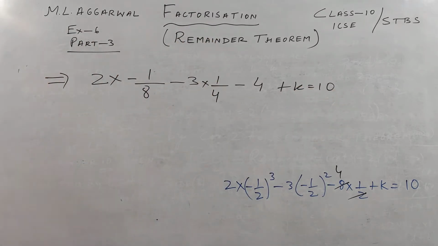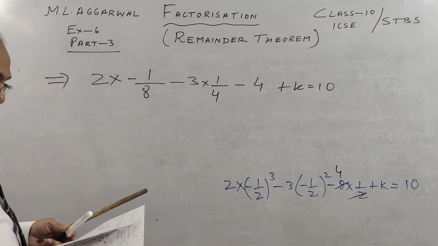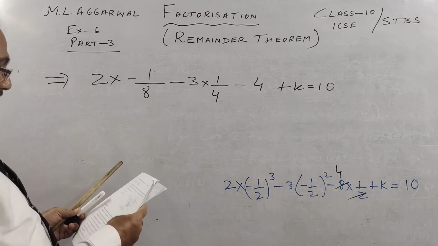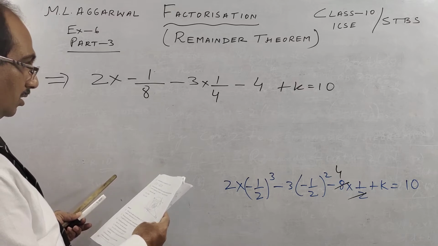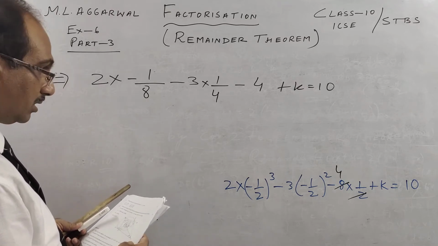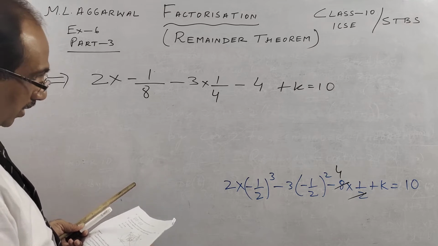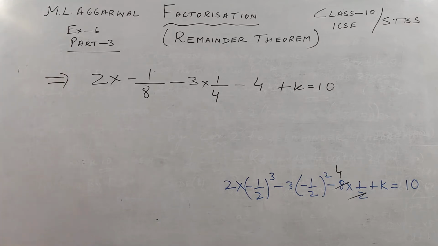So here I just wanted to check the equation. The question, if I see, is ICSE question 8: 2x cube minus 3x square minus 8x. Okay, so we get minus, it is correct, plus k is equal to 10.